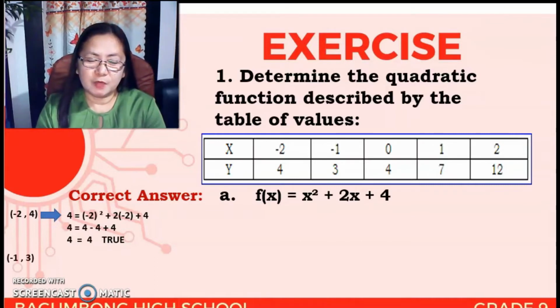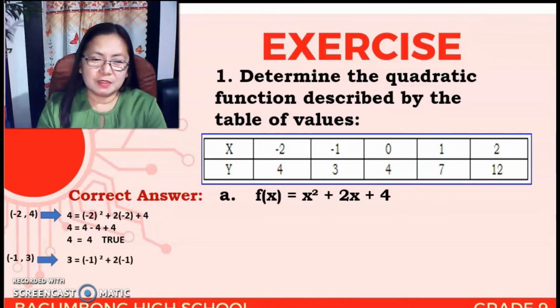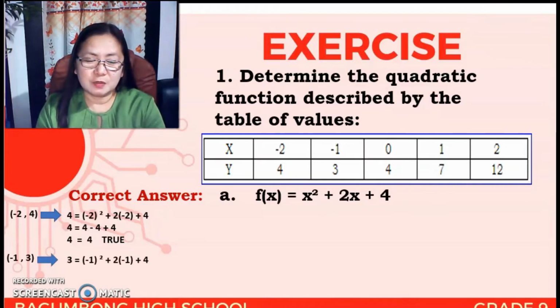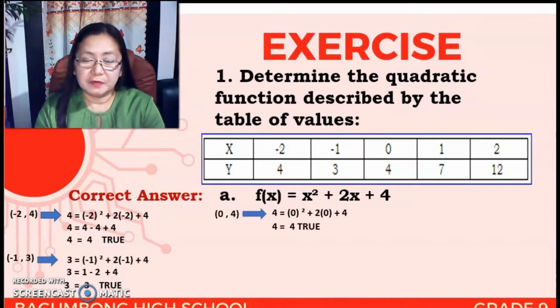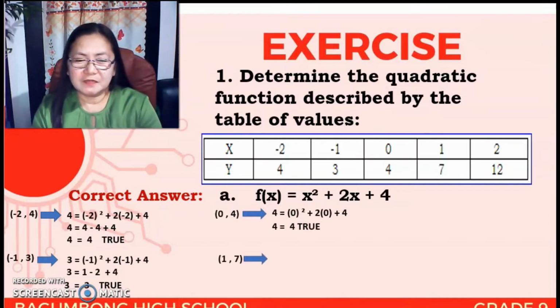Second ordered pair, negative 1, 3. Substitute in the quadratic function. 3 is equal to negative 1 squared plus 2 times negative 1 plus 4. Simplify. So 3 is equal to 3 is true. So it satisfies the given quadratic function. Third ordered pair, 0, 4. Substitute in the given quadratic function. So 4 is equal to 0 squared plus 2 times 0 plus 4. Simplify. 4 is equal to 4 is true. So it satisfies the given quadratic function.